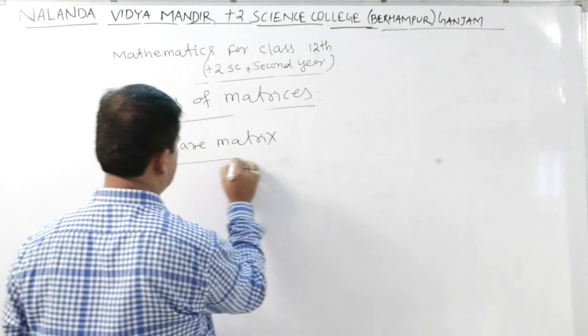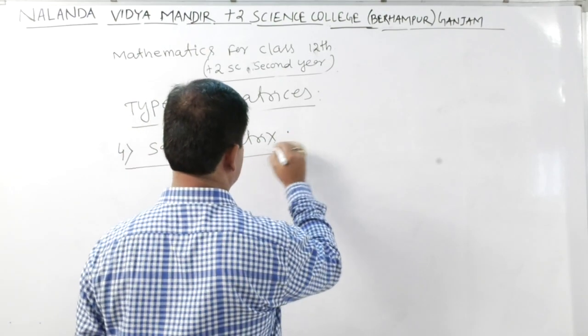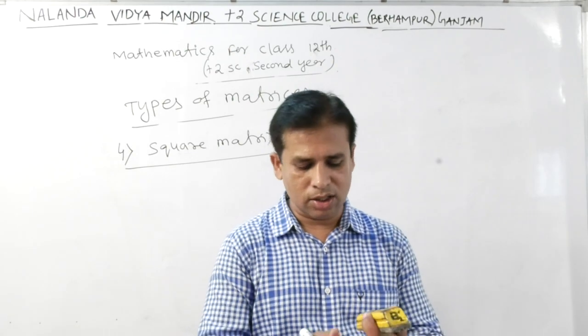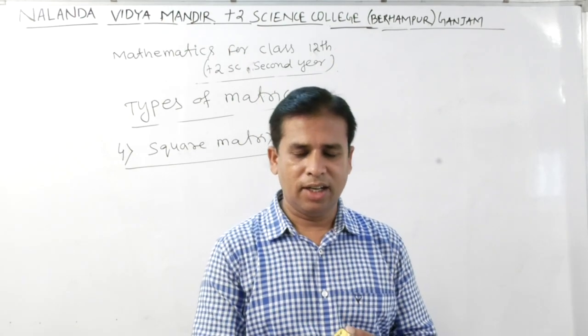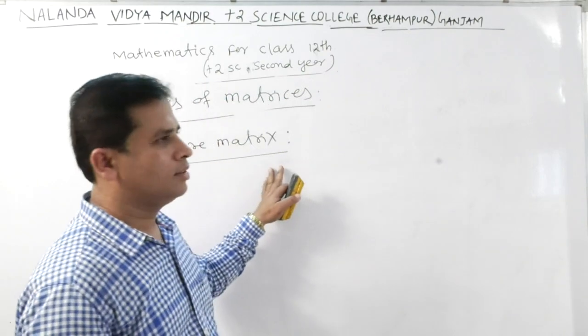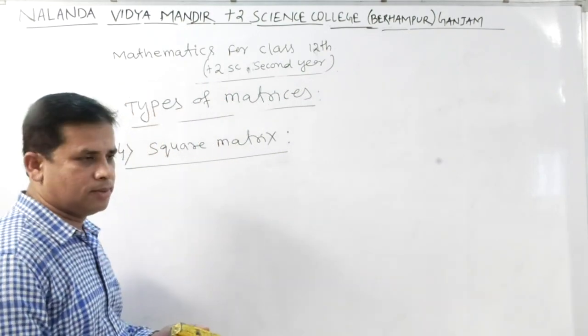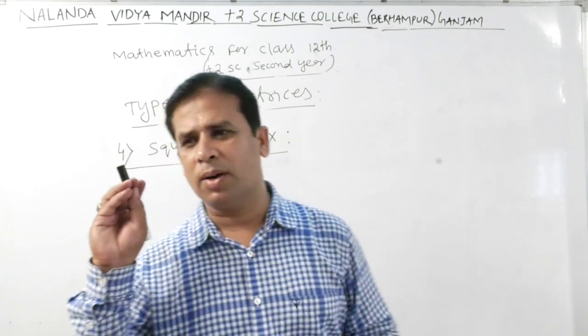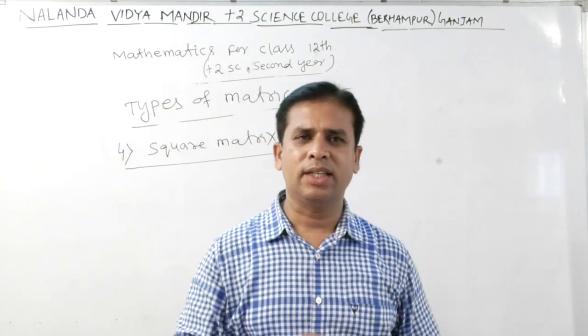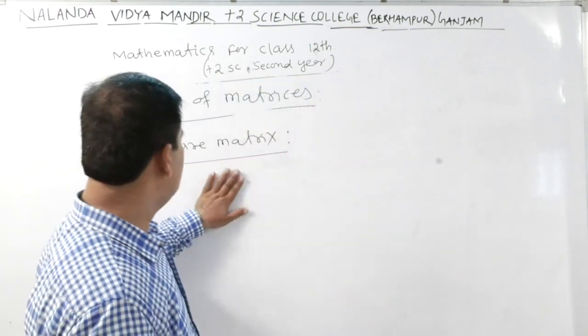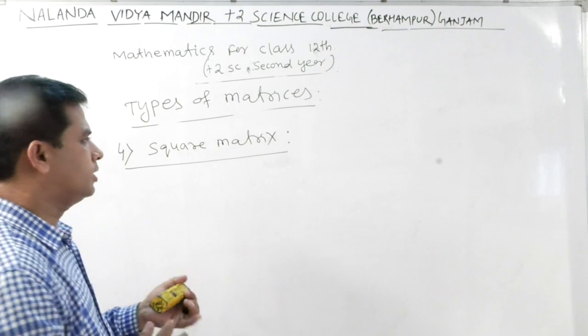Square matrix. Can you guess what a square matrix is? In a matrix, square means same length, same breadth. Therefore, in a matrix, if the number of rows and number of columns are equal, then we say that matrix is known as a square matrix.